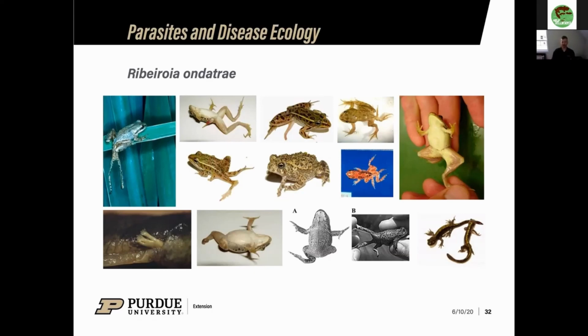Again, very well-known parasite because of these extreme malformations. And these malformations function to increase the chances that the amphibian is consumed by a definitive host, which is typically a bird in this case, so they are less able to get away from that predator.